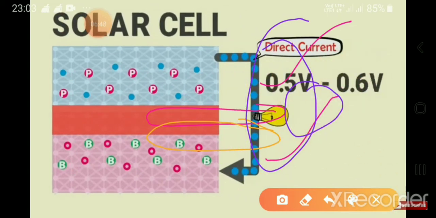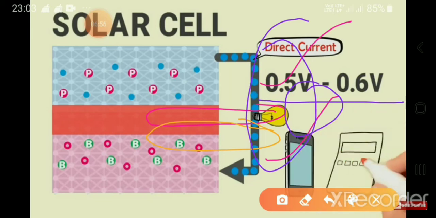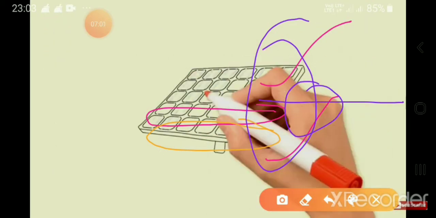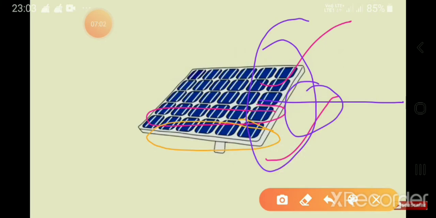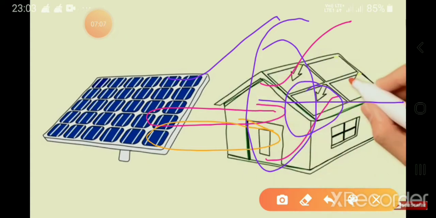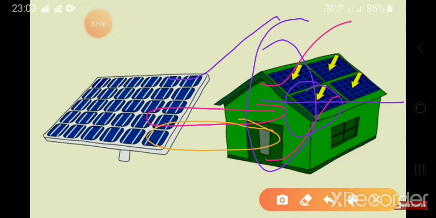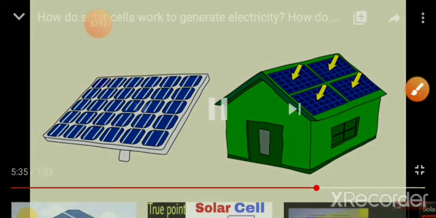Now this bulb starts glowing due to the potential difference which is generated, and here the DC current is generated. Now we can see that one solar cell can only generate 0.5 volt to 0.6 volt. Here you can see 0.5 volt to 0.6 volt. It means a cell is enough to charge a calculator or cell phone. This is the structure of the solar panel.